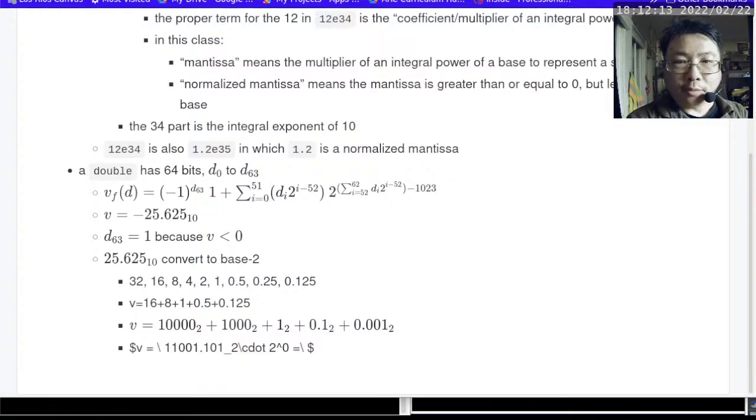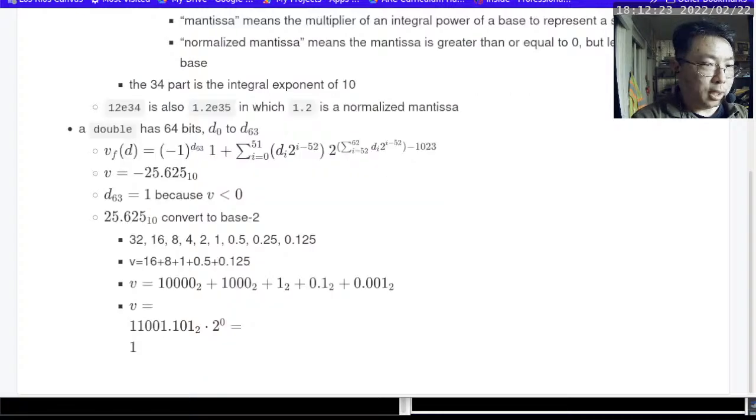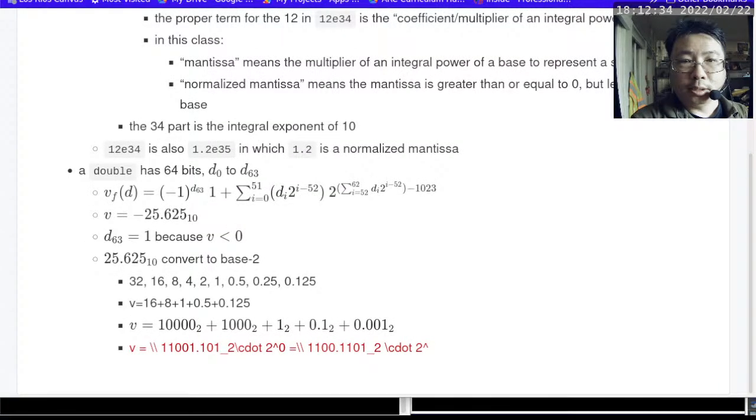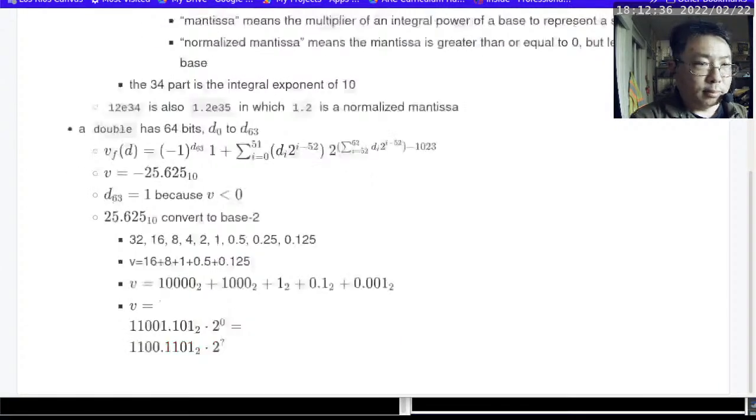All right, so now we're going to look at this and go, well, how about we shift the point to the left-hand side by just one position, okay? So now we have 1100.1101 in base 2, times 2 to the power of what? I'm going to put it this way so that it's easier for you guys to see. What should the question mark be?